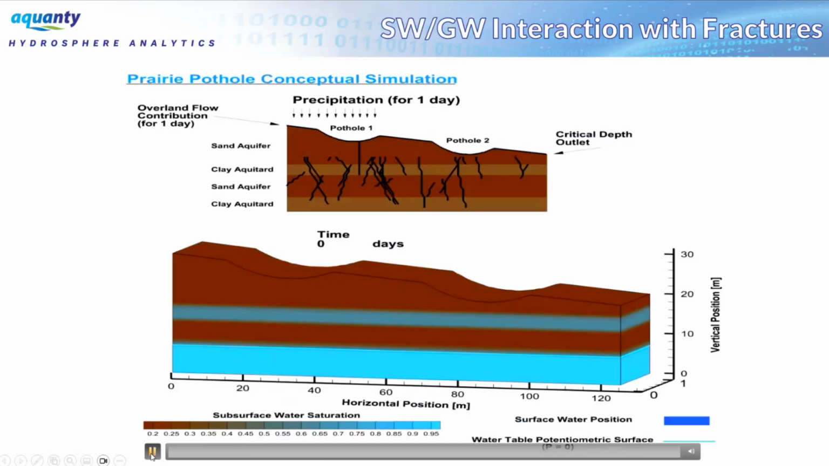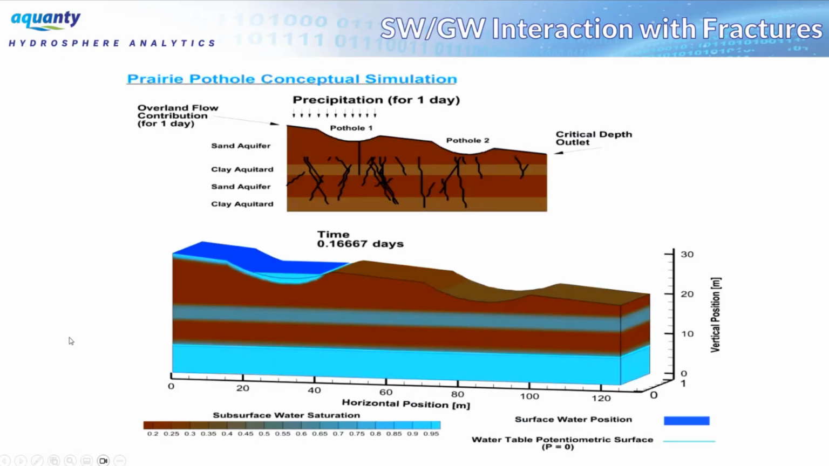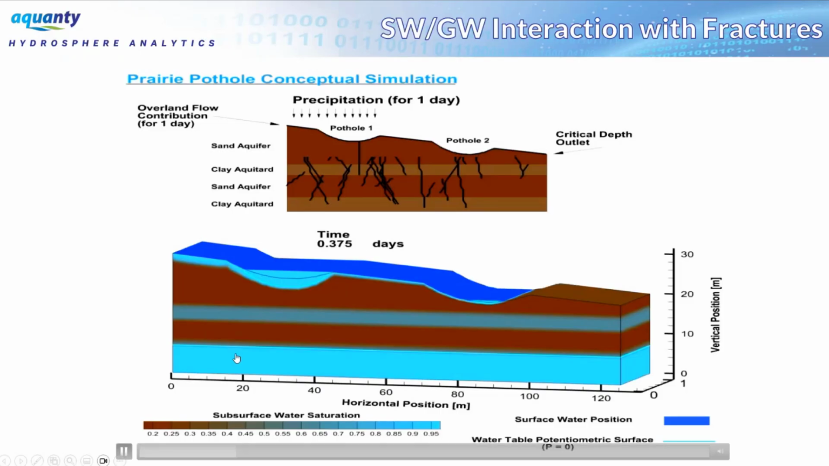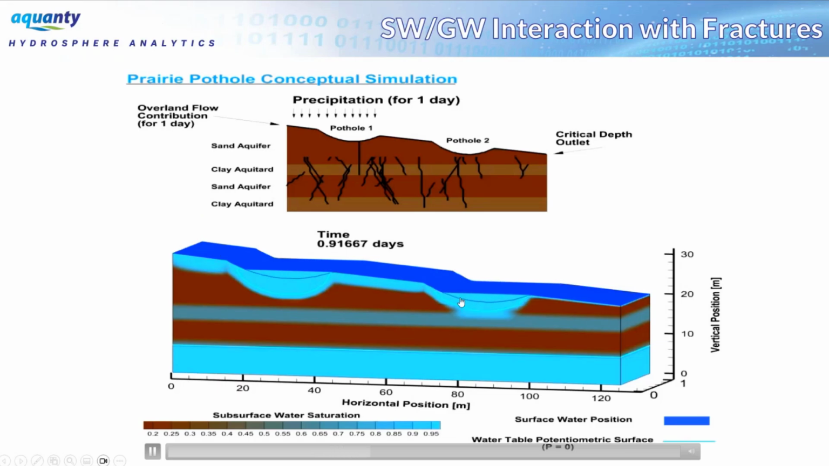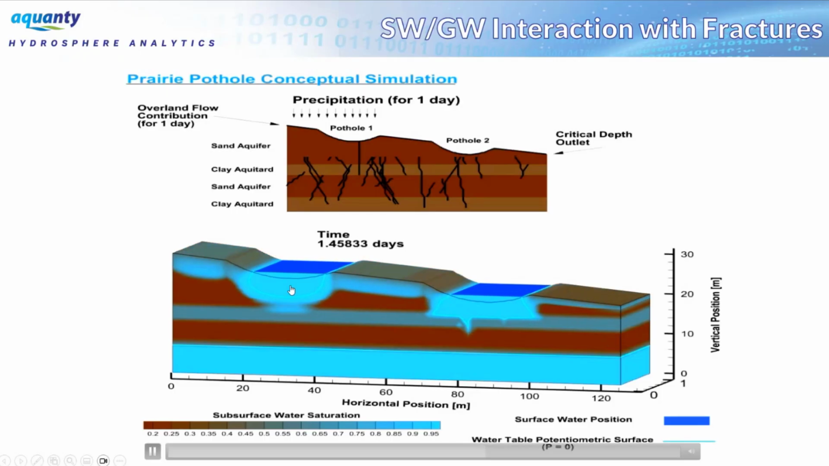Here we have just a very brief illustration. It's a very simple cross-sectional model. It has a couple of potholes, and water is flowing in from the upper left-hand corner, as well as there's some precipitation. But we can see that these potholes dynamically fill up. This is a pretty small scale application, but you can think about these potholes as really large lakes as well if you wanted. The potholes fill up and they overtop dynamically.